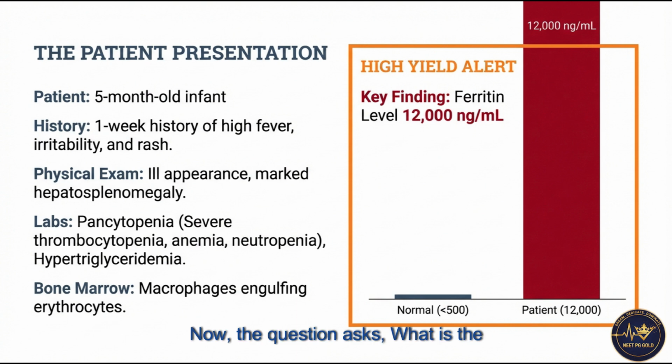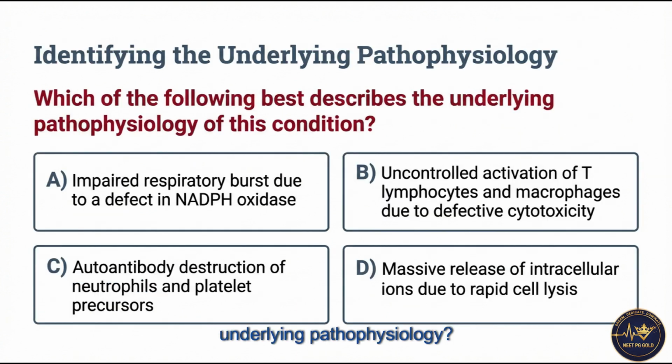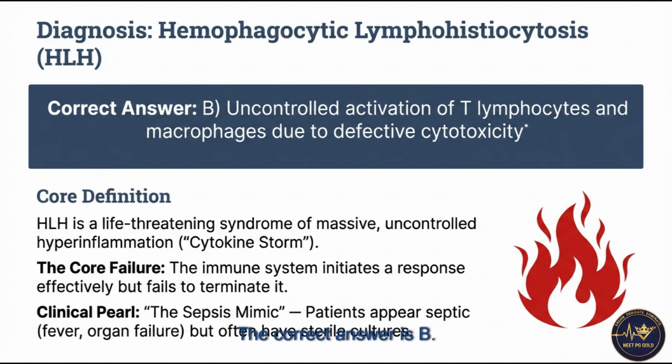Now, the question asks, what is the underlying pathophysiology? Is it A, impaired respiratory burst, B, uncontrolled activation of T cells and macrophages, C, autoantibody destruction, or D, massive ion release from cell lysis? The correct answer is B, uncontrolled activation of T lymphocytes and macrophages due to defective cytotoxicity.